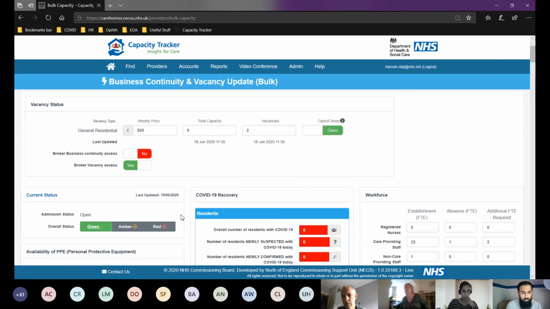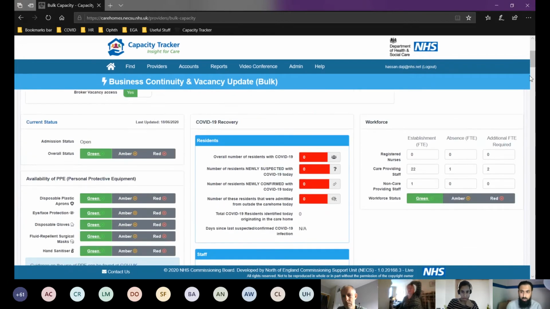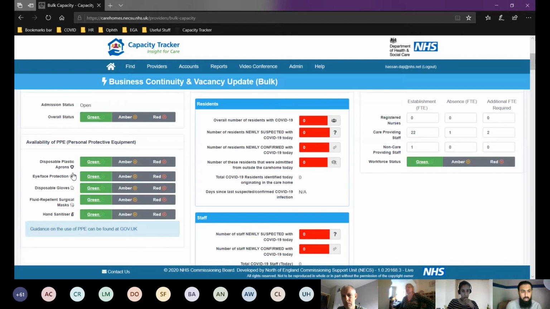So coming back to the RAG status that we mentioned earlier, each RAG status does have some information above it to provide an understanding around what it means. Again, it is subjective. Care homes do provide subjective information around what their RAG status is. In terms of PPE, as Chris mentioned, green is no issues, amber is expected to run out within 7 days, and red is expected to run out within 48 hours. And we have aprons, eye protection, gloves, surgical masks, and hand sanitizer.